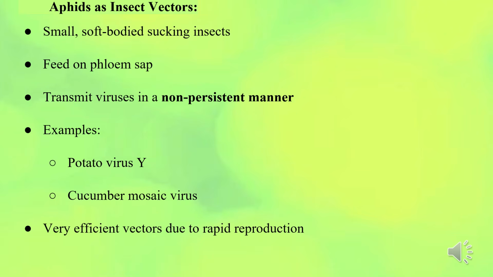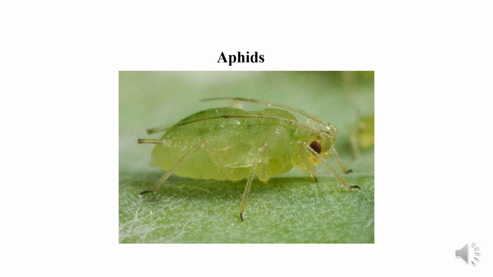Let us see about aphids. They are small, soft-bodied sucking insects. They feed on the phloem sap. They transmit viruses in a non-persistent manner. Examples are potato virus Y and cucumber mosaic virus. Very efficient vectors due to rapid reproduction. The photo of aphids.